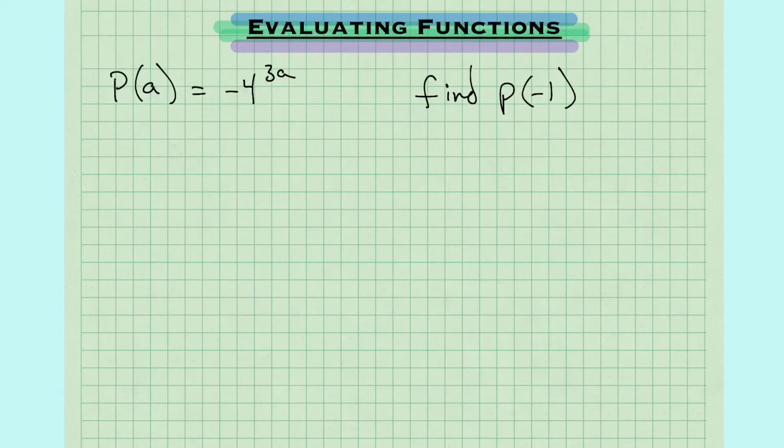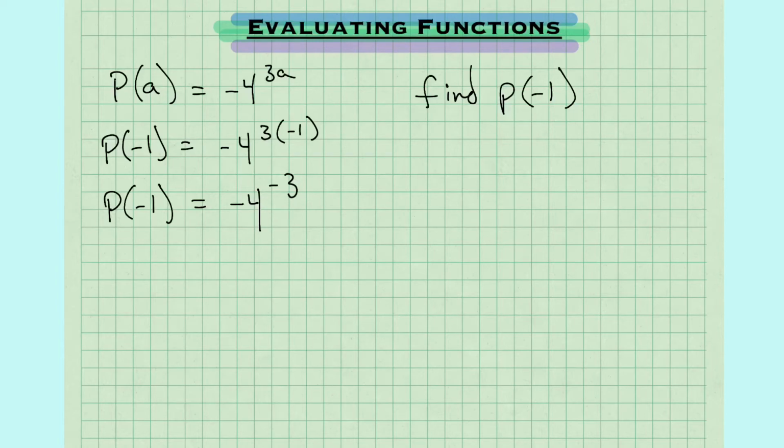Okay, P of a equals negative 4 raised to the 3a. Find P of negative 1. So we have P of negative 1 equals negative 4 raised to 3 times negative 1. We're simply taking our variable and replacing it with negative 1. Don't forget the parentheses. So here we have P of negative 1 equals negative 4 raised to the negative 3.